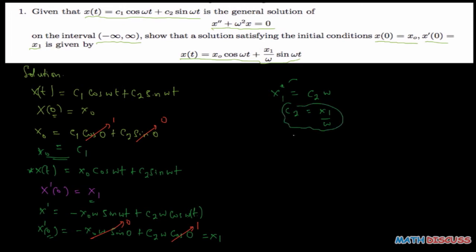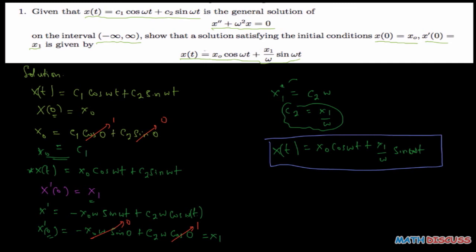Therefore the solution x of t equals x naught cosine of omega t, plus our c2 now, which is plus x1 all over omega sine of omega t. So this is the particular solution which we're told to find. You can see when you compare this and this, you're told to prove that this equals this. So they are equal, and that completes the solution.